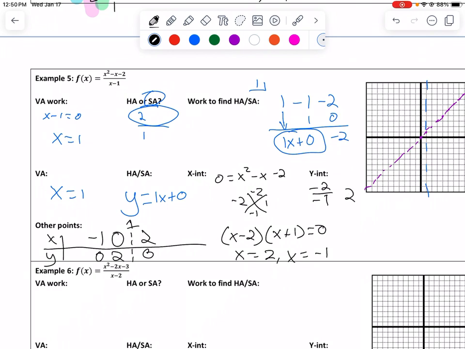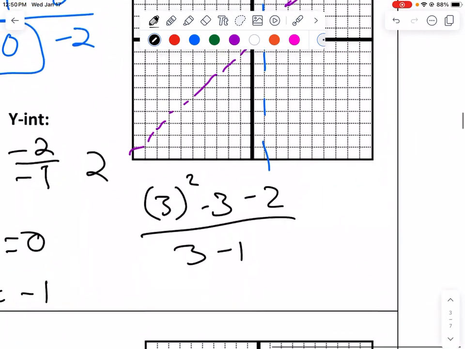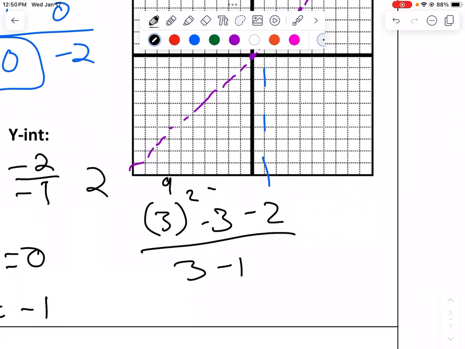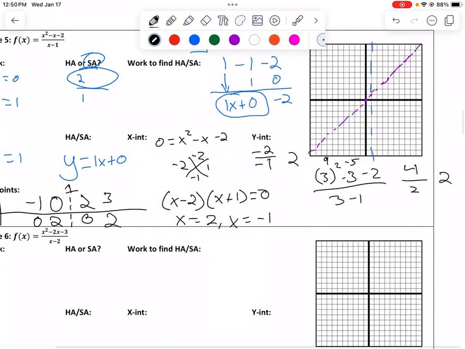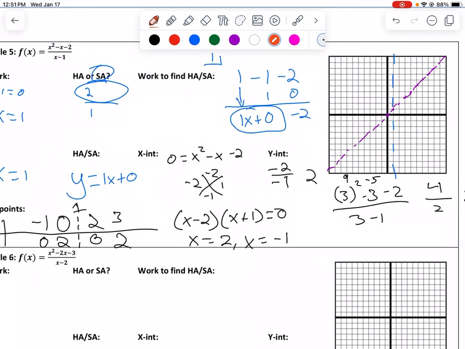And this one's nice because I only have one more point to find. I'm going to find 3. So if I have 3 squared minus 3 minus 2 over 3 minus 1. Let's see what happens. This is 9 minus 5, which is 4 over 2, which is 2. Okay, and I'm going kind of quick, so I may have made mistakes, but we'll check as we go.